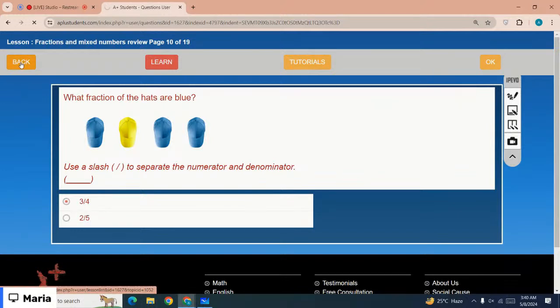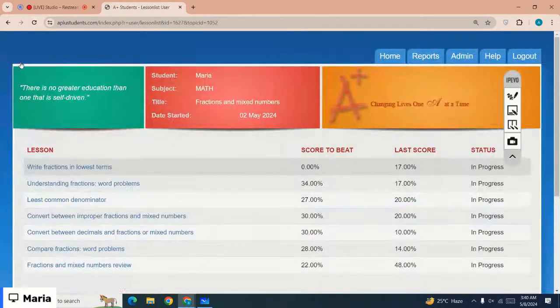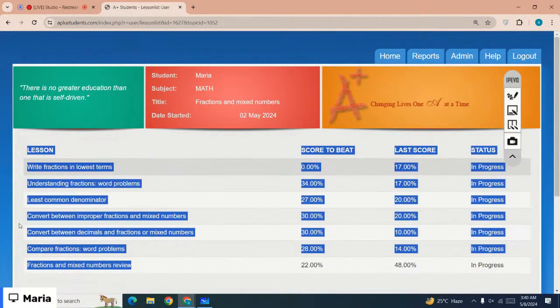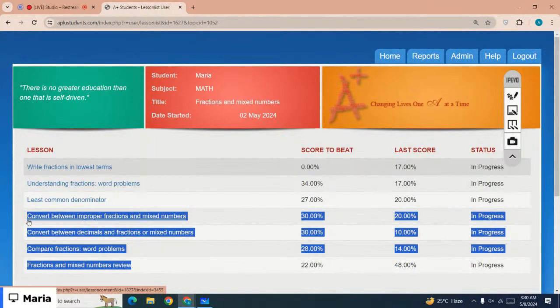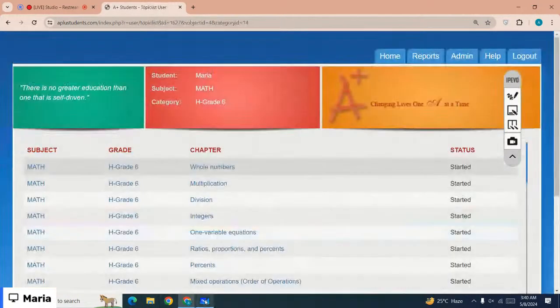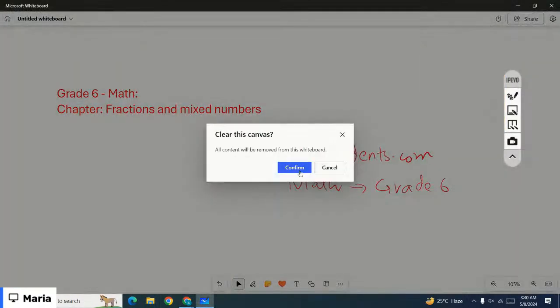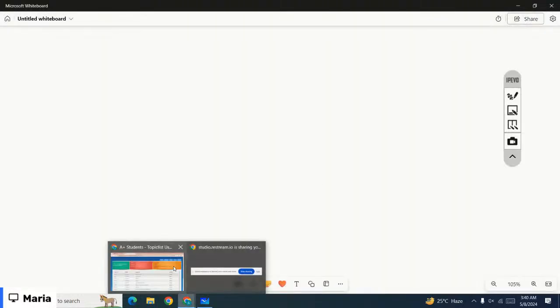So, we were working on grade 6 math. The chapter we were working on is fractions and mixed numbers. The lessons we have covered today are convert between improper fractions and mixed numbers, convert between decimals and fractions or mixed numbers, compare fraction word problems, and fractions and mixed numbers review, right? So please make sure before the next session you complete all the practice questions for the lessons we did today. That is your homework until the next session, right?